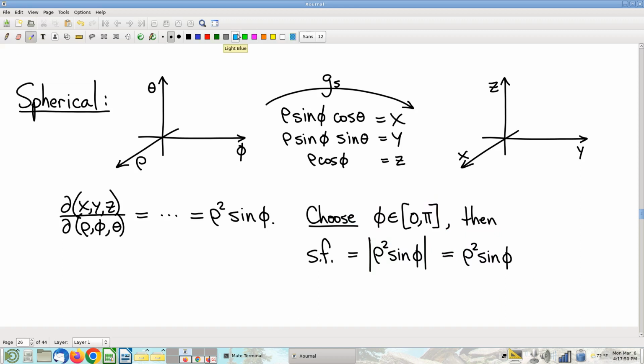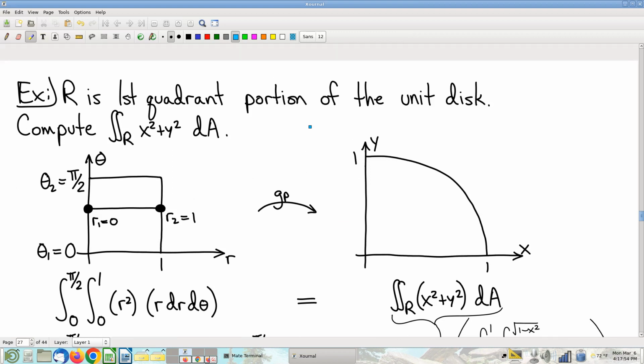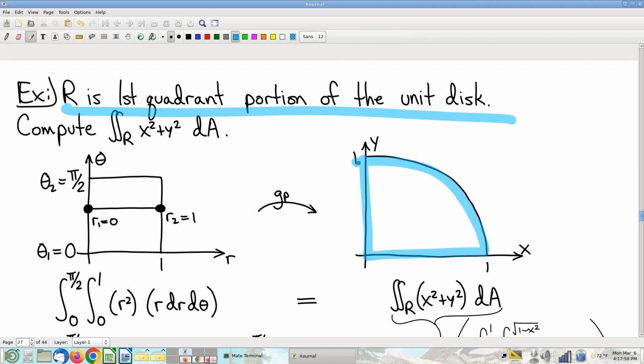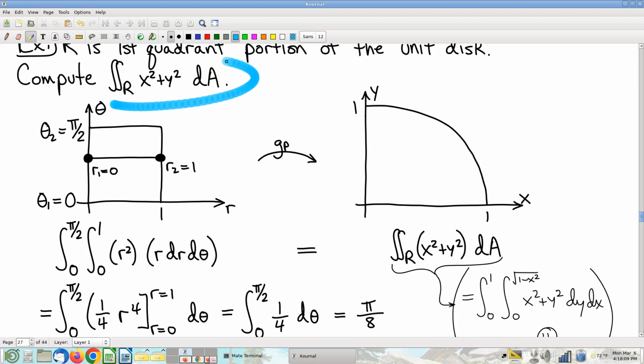So, let's see an example. Let's look at this domain right here, first quadrant portion of the unit disk. I want to note that this is an annoying domain. It's not that bad, I suppose. Could be worse. But let's see how it works out for this integral right here.